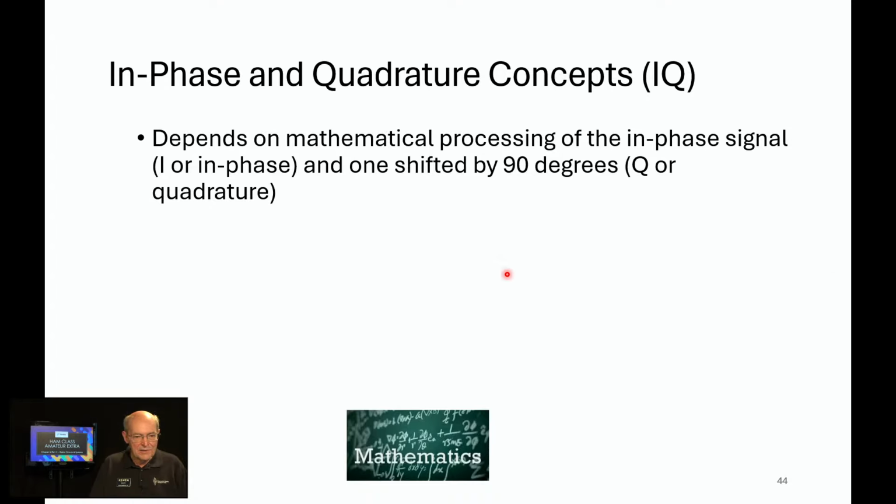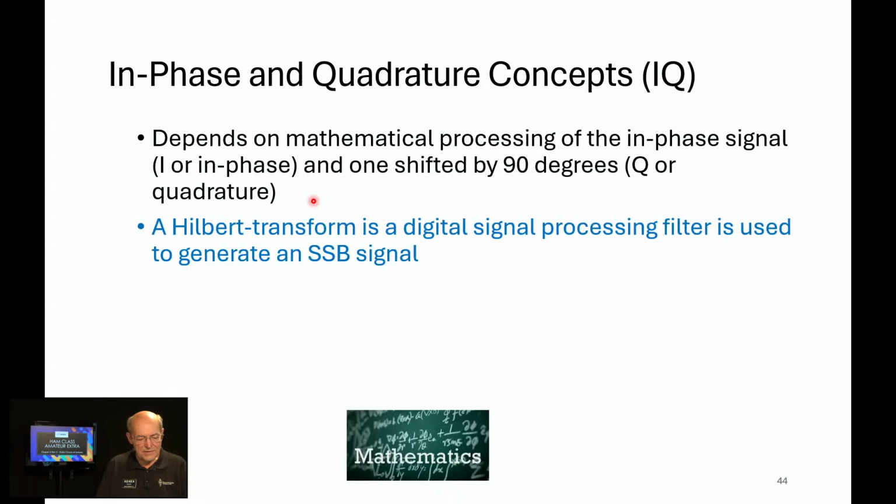Now we're going to get into those I and Q signals just a little bit. We're just going to skim the surface, though. There's so much more that we could get into here, but they're terms that you're going to run into all the time in software-defined radios and digital signal processing. So it depends on mathematical processing of the in-phase signal, and one shifted by 90 degrees, which is the Q or quadrature signal. So by creating that phase shift, it enables all of this magic to work.